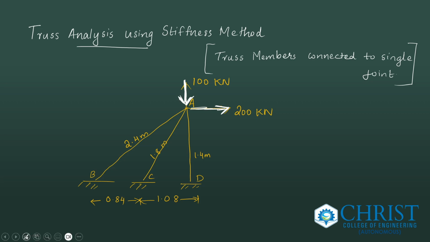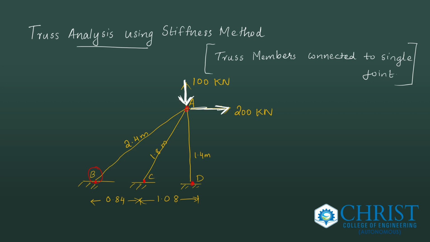At joint B, there is a fixity, so the degrees of freedom is 0. Joint C, degrees of freedom is 0. Joint D, degrees of freedom is 0. Degrees of freedom means ability to move freely. It's a fixed support, so there is no movement available. So 0 is the degrees of freedom here.